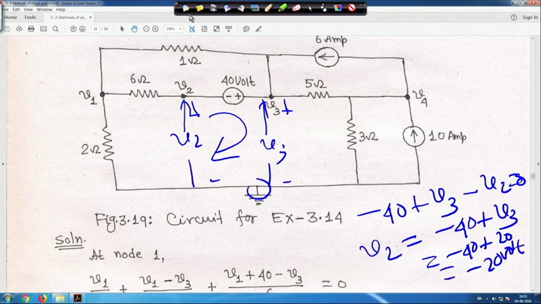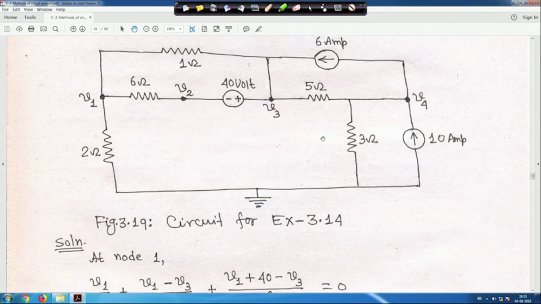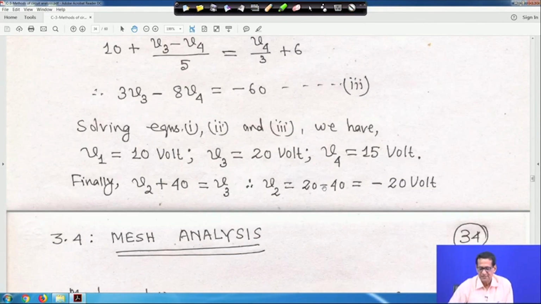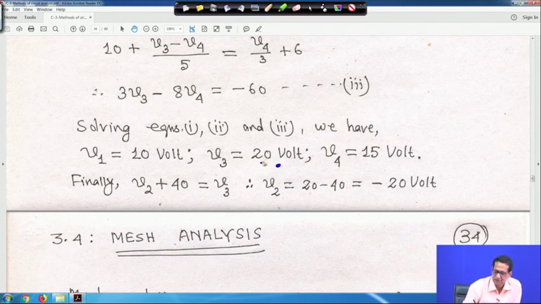So, let me clear it, and right. So, here your V2 is equal to 20 minus 40, minus 20 volt, because V3 we got 20 volt, as I told you. So, ultimately it is minus 20 volt. Hope you have understood how to compute the voltage at any point, right.